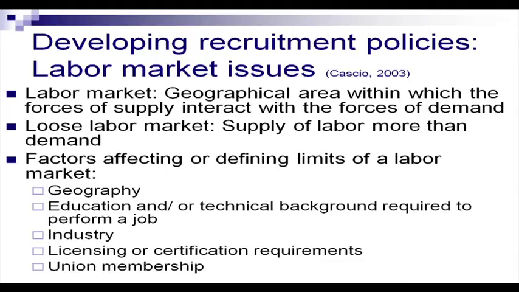Some factors that affect labor market are geography, education, technical background, the industry we are in, the industry they are in, licensing or certification requirements, and union memberships. Okay, so that affects which union they are a part of. Sometimes it becomes absolutely essential to consider representatives of different unions. There may be a stipulation by the government or by the local authorities that we have to hire a certain number of people belonging to a particular union. So then we select the most qualified candidates.